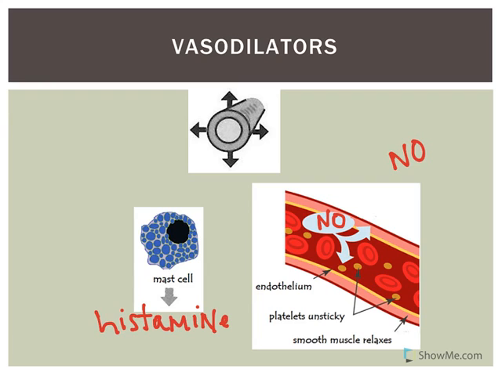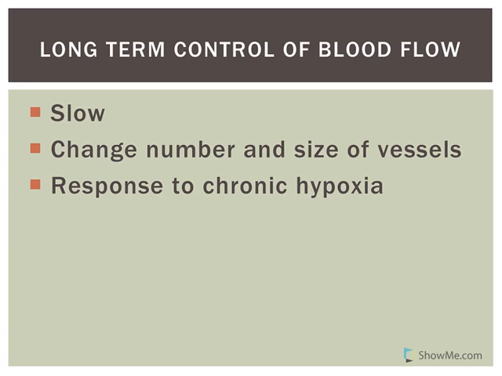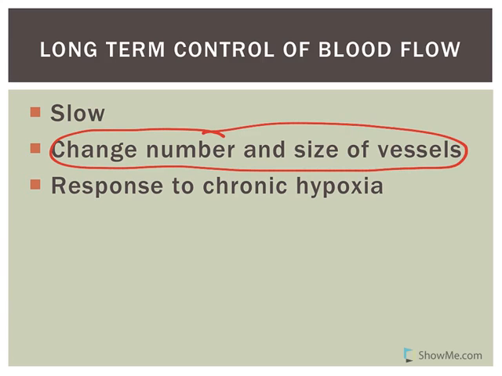Now, what about long-term control of blood flow? Everything else could be short-term, second to second, minute to minute change in blood flow. But what about long-term control? Well, long-term control is slow, takes some time, and really how we alter blood flow in the long term is changing the number and the size of vessels.